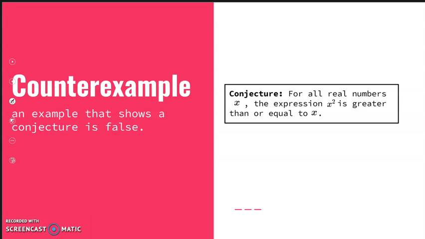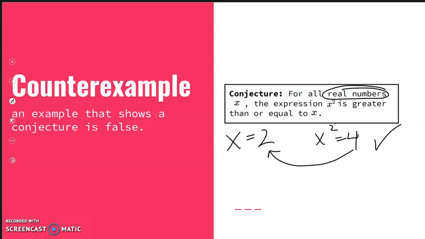Well, let's look at an example. If x is equal to 2, then x squared is equal to 4. Well, 4 is greater than 2, so this case actually checks out. Well, this is saying all real numbers. That means negative, positive, whole numbers, decimals, fractions. So I could think of a counterexample that's a fraction.